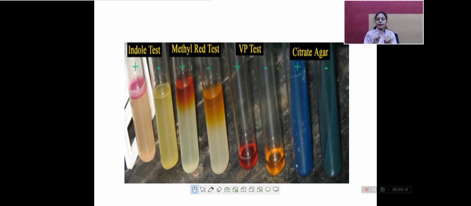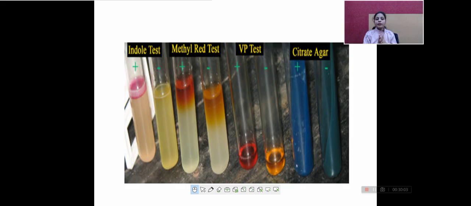Whereas in the methyl red test, what happens? There is oxidation of glucose phosphate, and when this oxidation takes place, we add the methyl red reagent, and there is production of red color. If this red color is produced, it is called a positive test. In the VP test, reagents A and B are used, and if the reagent produces a red-brown color of the colonies, it is a positive test.